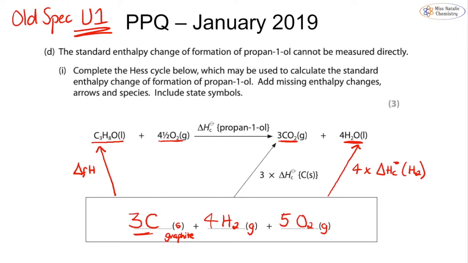So we're saying that to go from the formation of these elements at the bottom to our enthalpy of formation through our enthalpy of combustion of propanol is going to be the same as combusting these two. So what that actually means is going from here up to these products and then to these products is the same as going from here to there. So hopefully that makes a bit of sense.